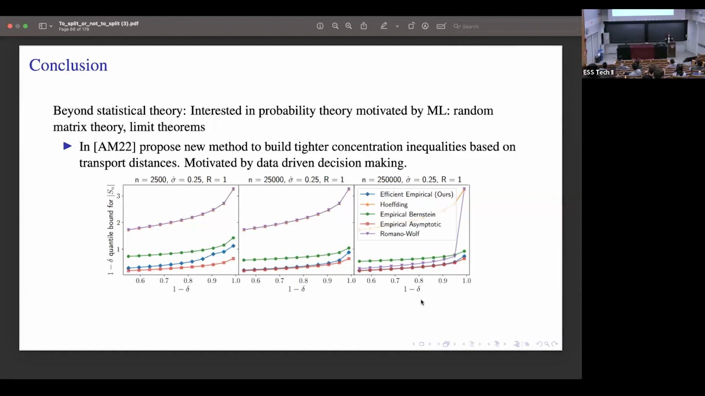And Bernstein and Azuma and all the concentration inequalities we know of are actually extremely loose. They have the correct rate, but the constants are extremely bad. And notably, they do not improve as we get more and more data. And so we propose some new ideas using optimal transport to try to get some new concentration inequalities. So if you're curious, please reach out to me at the end.